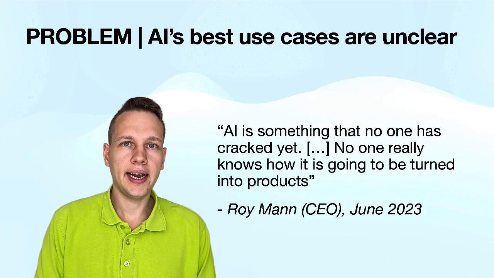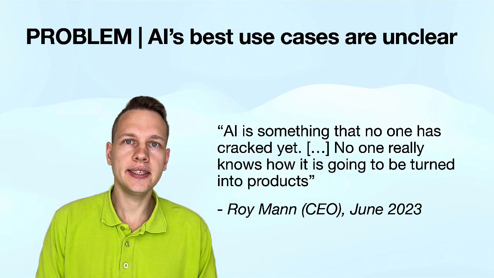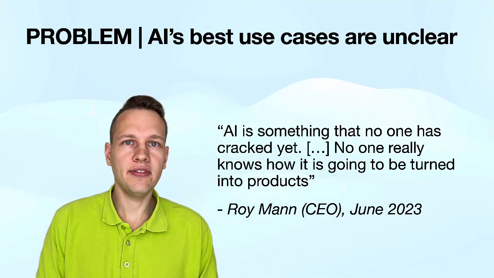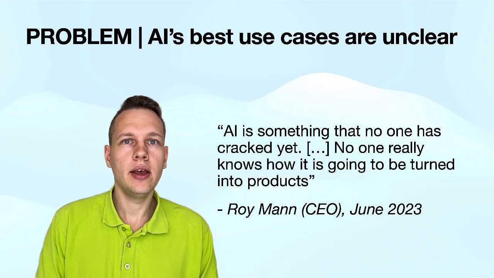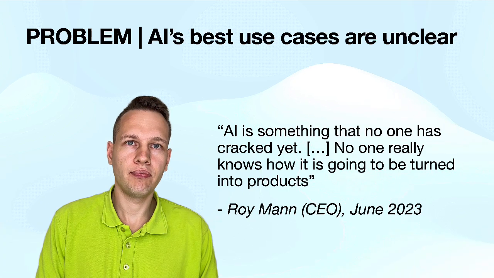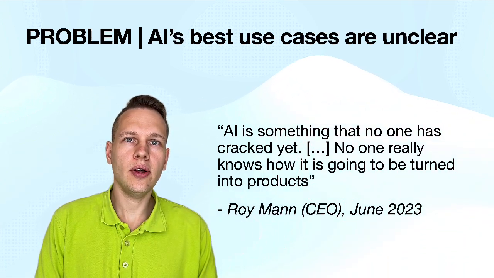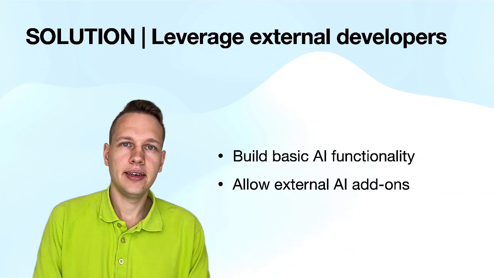Monday.com approaches AI with an open-minded perspective. In June of 2023, their CEO, Roy Mann, said that AI is something that no one has cracked yet. No one really knows how it's going to be turned into products. That view, of course, impacts their proposed solution. So let's take a look at that next.